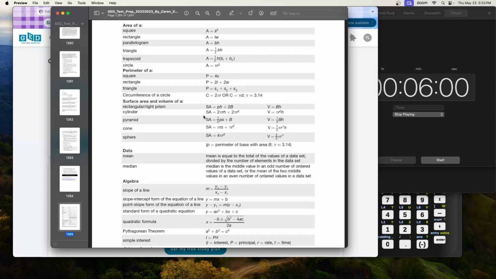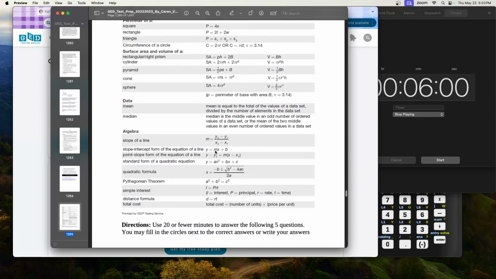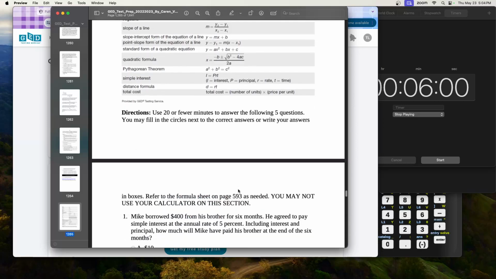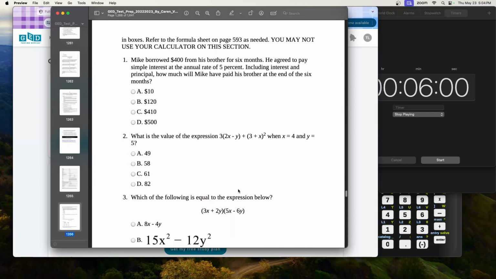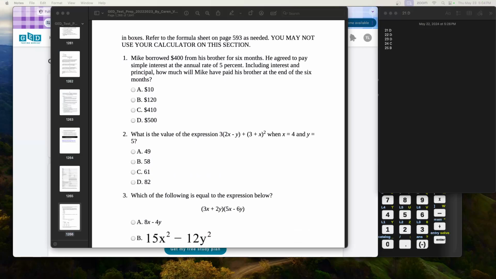We also have surface area, perimeter, slope of a line, slope and intercept form. These things are very, very important. The quadratic formula. All right, let's keep track of my answers here. And we'll do 10 at a time.